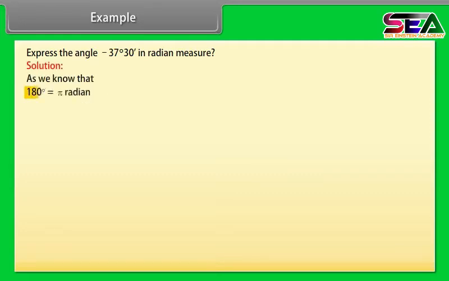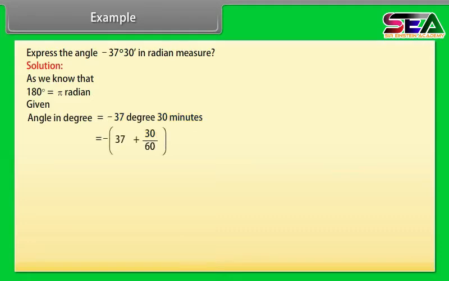Example. Express the angle minus 37 degrees 30 minutes in radian measure. Solution. As we know, 180 degrees is equal to pi radians. Given angle in degrees is minus 37 degrees 30 minutes, which is equal to minus of 37 plus 30 by 60, which is equal to minus of 37 plus 0.5, which is equal to minus 37.5.